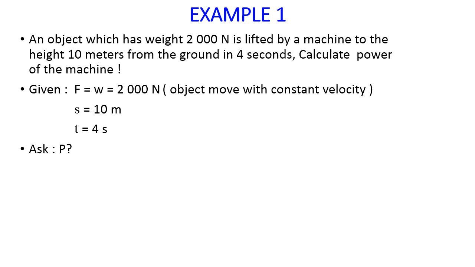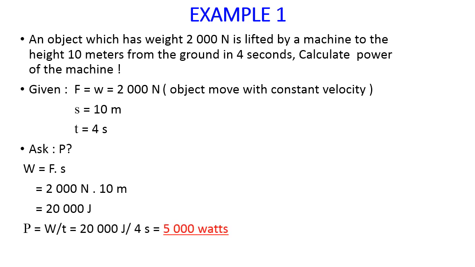Answer: to get P, first we have to find work. Work equals F times S equals 2000 Newton times 10 meters. So the work equals 20,000 joules. And to get power, power equals work over time equals 20,000 joules over 4 seconds. So the power of the machine equals 5,000 watts.